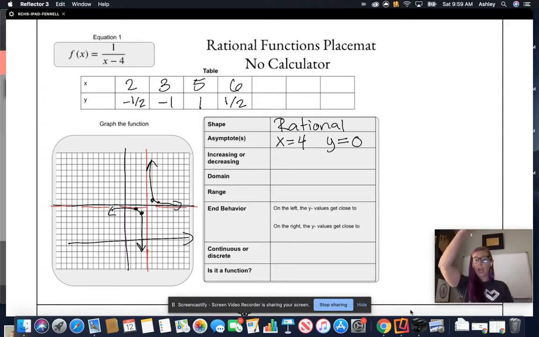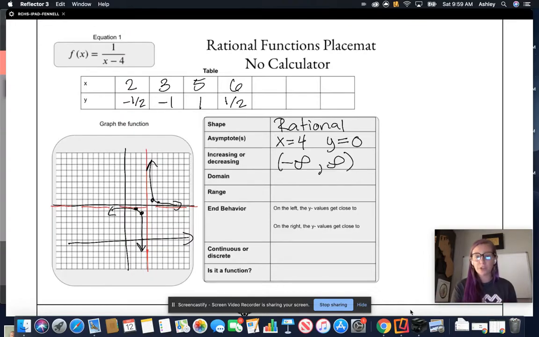Now go to the other side. We're starting really high up for our y values, but as we move to the right, my y values are decreasing. So this is decreasing from negative infinity to positive infinity. In other words, the entire domain. The entire function is decreasing the entire time.